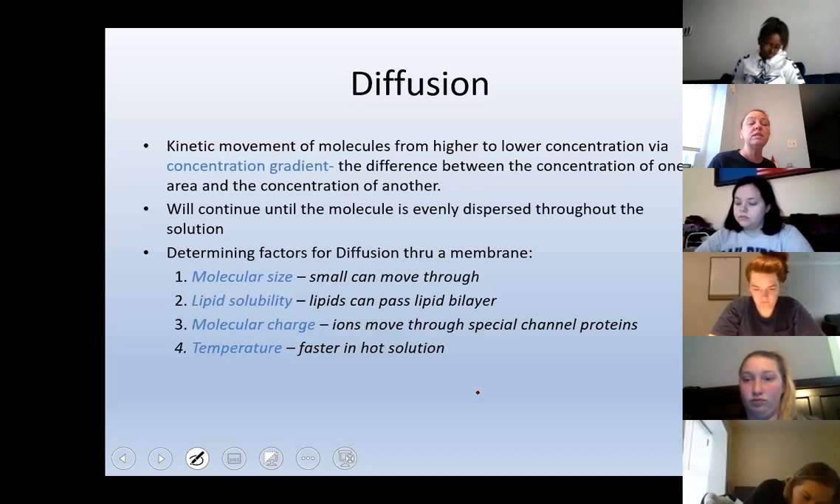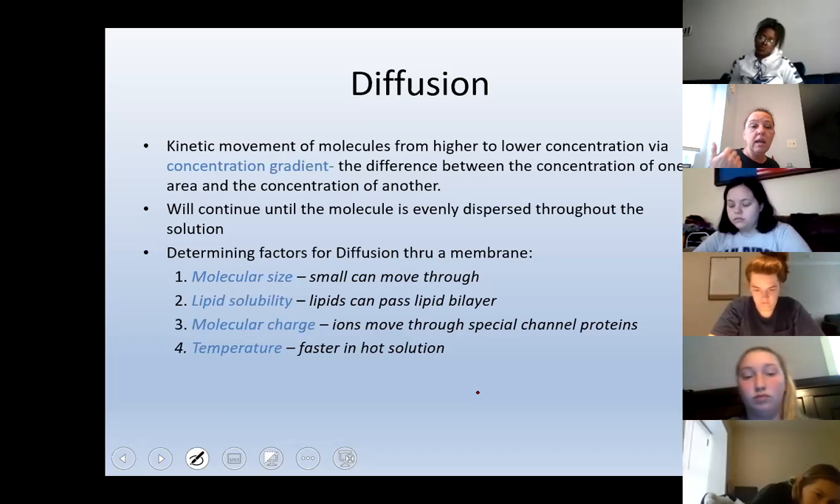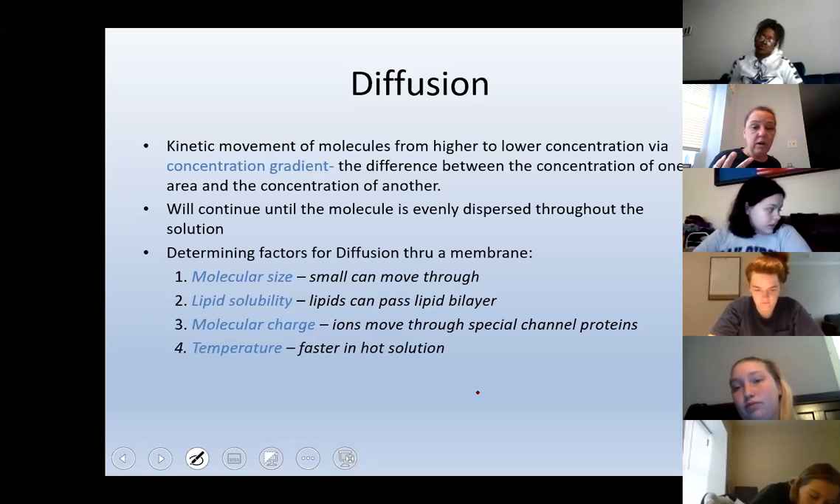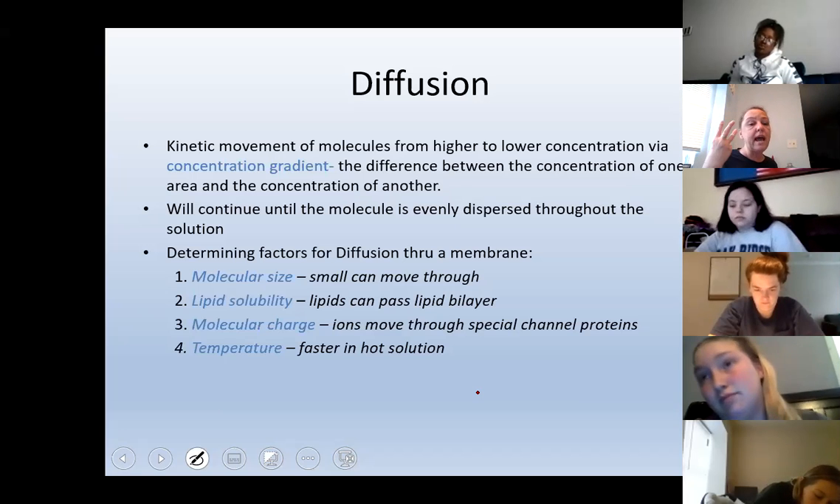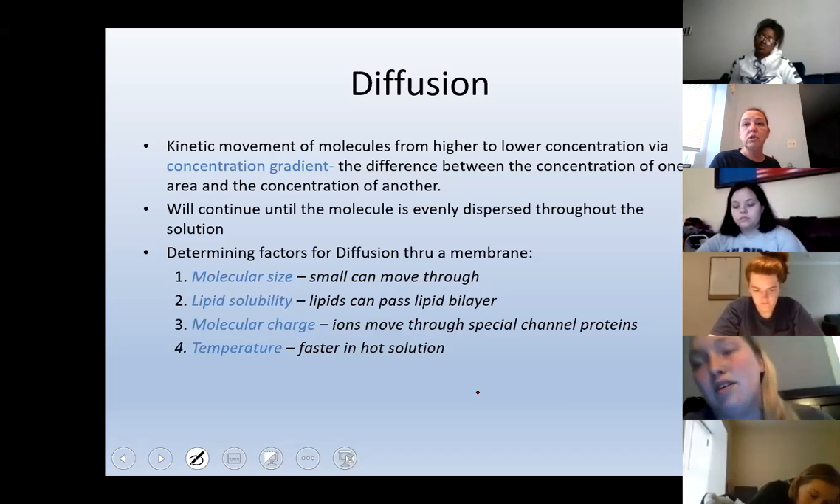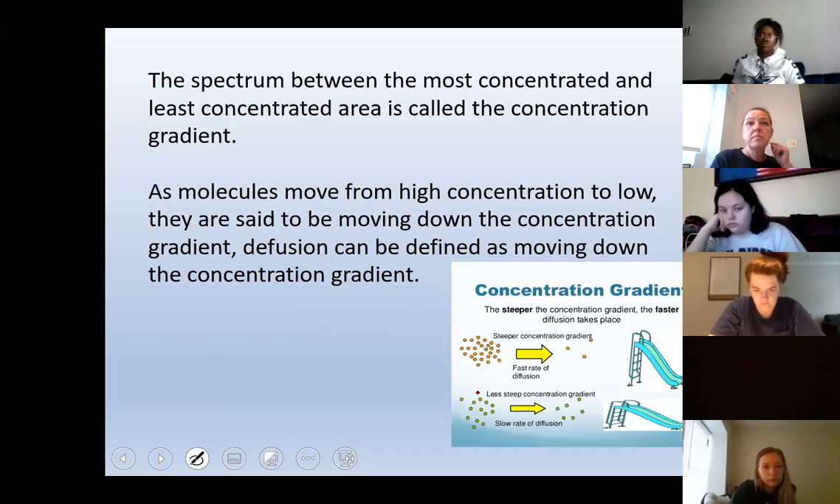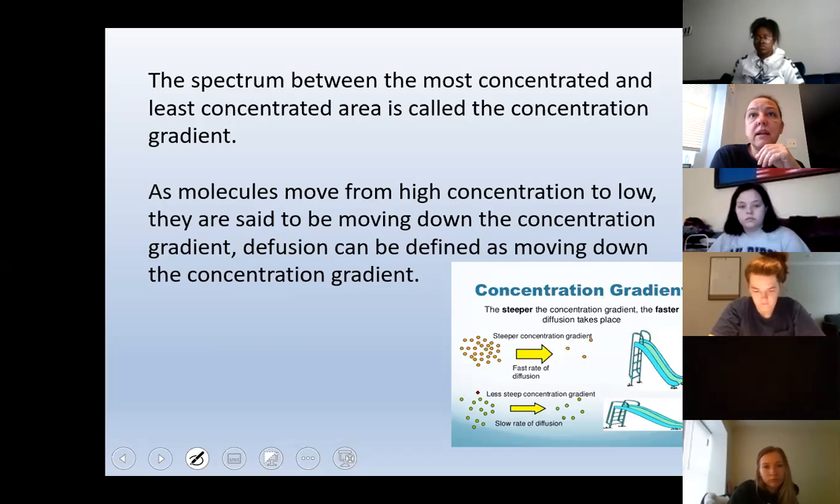So diffusion, we're using gradient, meaning the difference between high and low concentration. And we have 4 factors that can determine how easily these molecules move through. The size of the molecule, if they're made of fat, what kind of charge do they have, and what sort of temperature have I applied. So if it was cold, then they would move slower. Yep. Gotcha. 100%. And if it is hot, they're going to move faster.